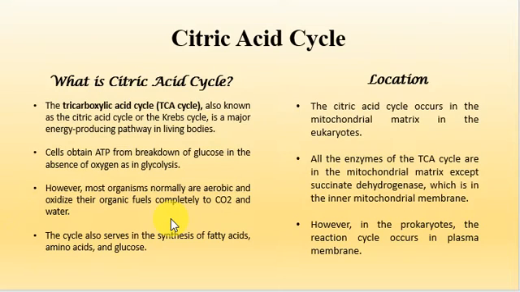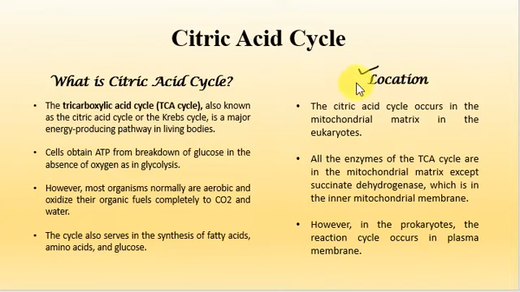So first of all, what is the citric acid cycle or TCA cycle? It is also known as the Krebs cycle, and it is a major energy producing pathway in living bodies. The cells obtain energy from the breakdown of glucose in the absence of oxygen, as in glycolysis. Basically, the cycle is used for synthesis of fatty acid, amino acid, and glucose. It serves as a cycle for the synthesis of these products.